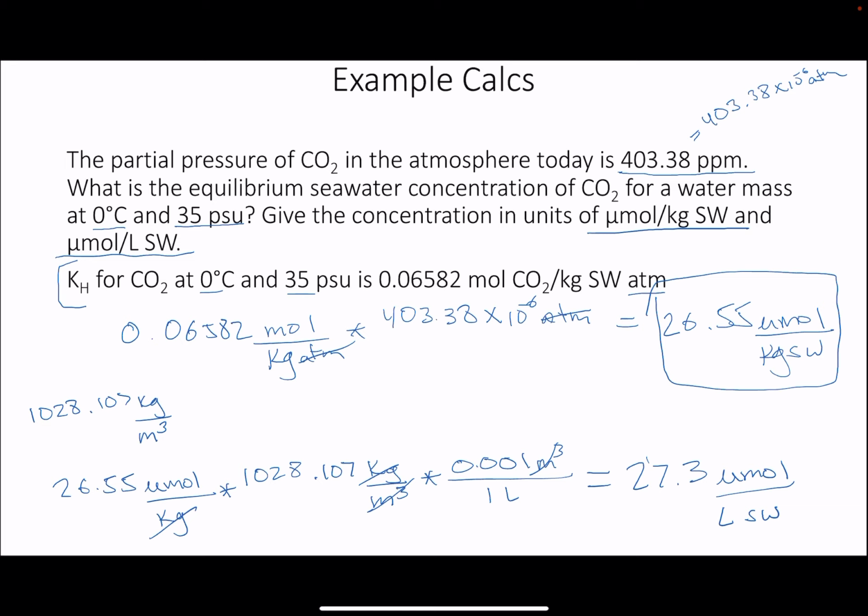Okay, so this problem is a bit more complicated because you had to convert the units of your partial pressure. And then once you got your answer, you had to convert to a different type of units using density, where you had to convert the units a little bit. So you can see there's more to this question than just understanding how to calculate an equilibrium concentration. You have to keep track of your units and make sure you end up in the right place.